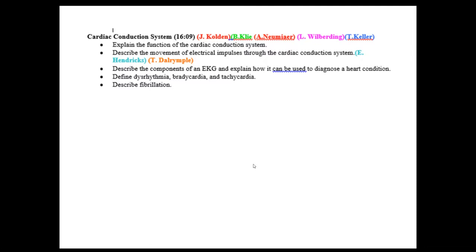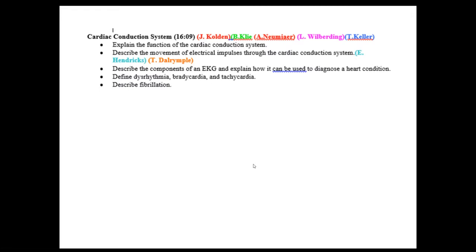The heart is composed of hundreds of thousands, if not millions, of cells. In order for the heart to beat and to effectively work as a pump, those cells have to be coordinated to contract in a certain sequence. In other words, the cardiac muscle cells of the atria have to contract first. Then the cells of the ventricles have to contract second. And the right side of the heart and the left side of the heart have to contract at the same time. Does everybody agree with that?